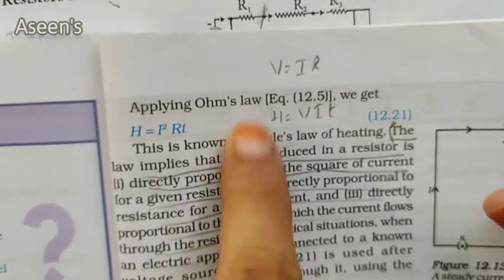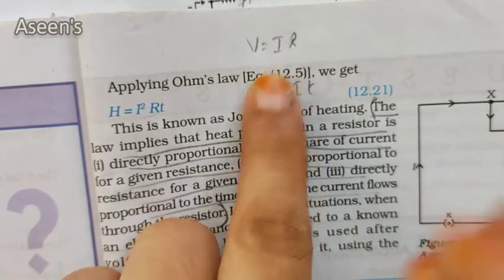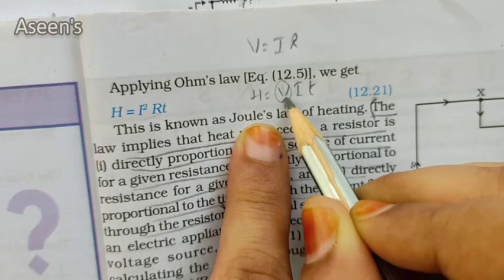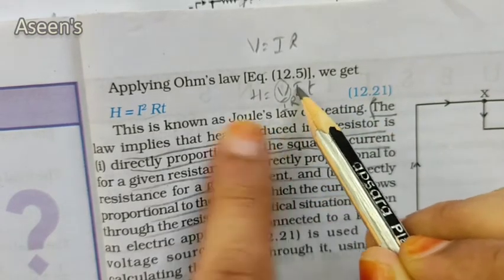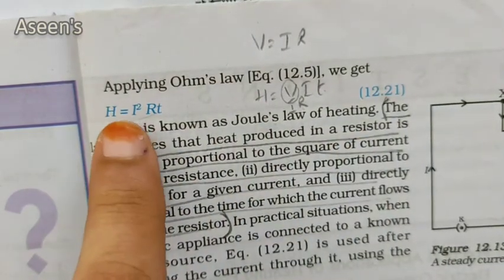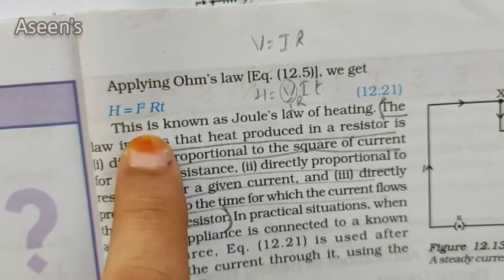So according to Ohm's law, we know that V is equal to IR. So what they have done here is, in place of this V, they have replaced it with IR. So now if you see, it becomes I into I, I square R T. So that is how you have got this particular formula. And this equation is known as Joule's law of heating.